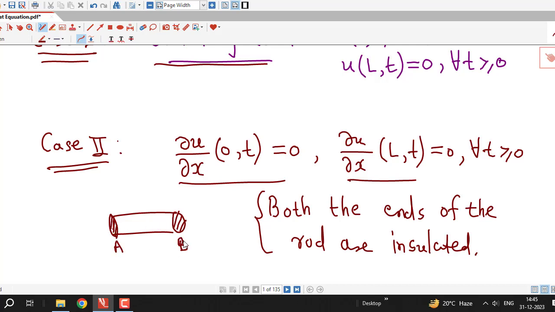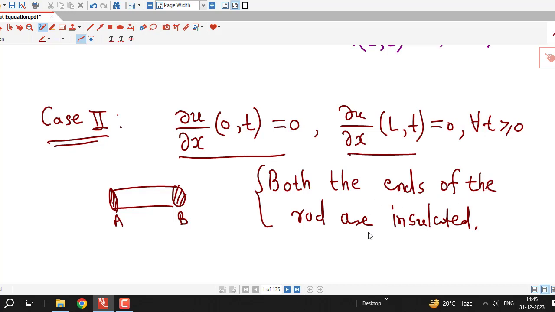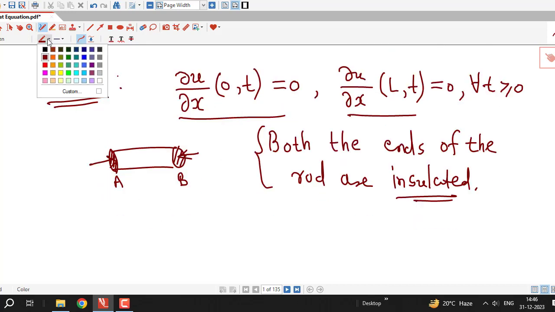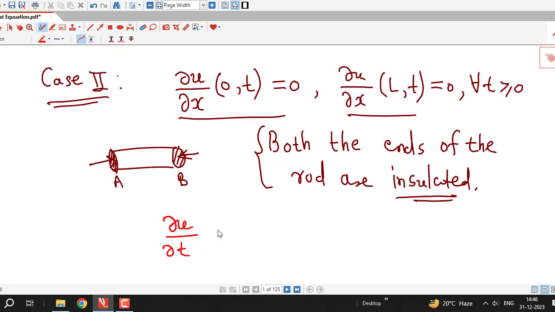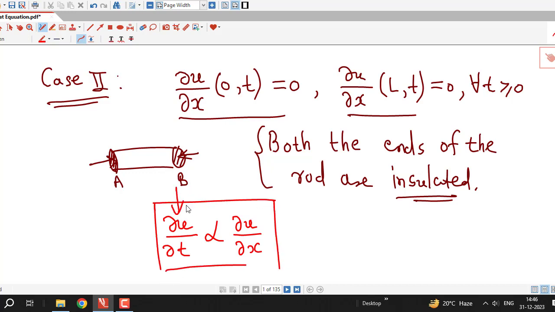Suppose I have two ends A and B, and the ends are insulated, that means no heat can flow through the ends. Physical experiments show that the rate of heat flow, that is ∂u/∂t, is proportional to the gradient of temperature at that point. So ∂u/∂t is proportional to ∂u/∂x, that is, the rate of heat flow is proportional to the temperature gradient ∂u/∂x.